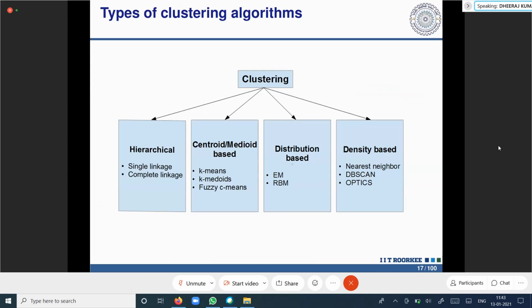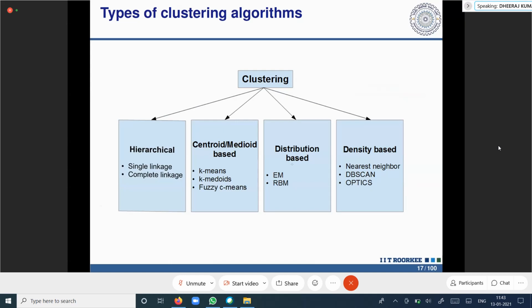Okay, so the first category is hierarchical clustering. What hierarchical clustering does is it generates a hierarchy of clusters. Hierarchy means you have, let's say, the entire data, right? So you can say, okay, it can be divided into 2 groups, 1 and 2. Now cluster 1 can be further divided into 2 more groups, and so on. So that's called a hierarchy.